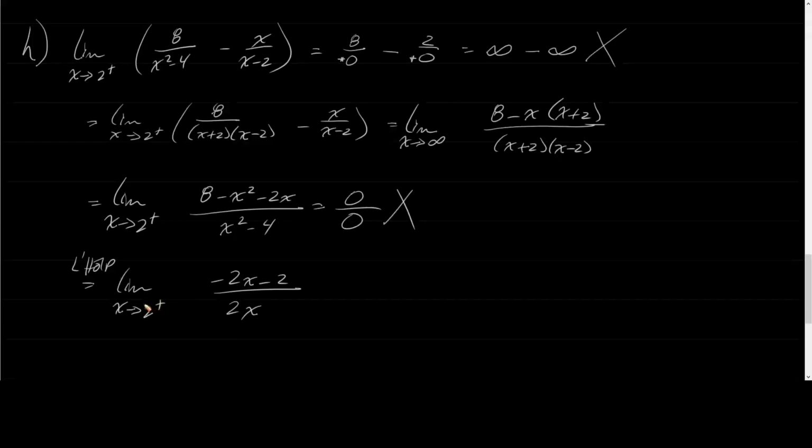Now that I plug in 2, negative 2 times 2, negative 4. Negative 4 minus 2, negative 6. Plug in 2 on the bottom. 2 times 2 is 4, which gives me an answer of negative 3/2.